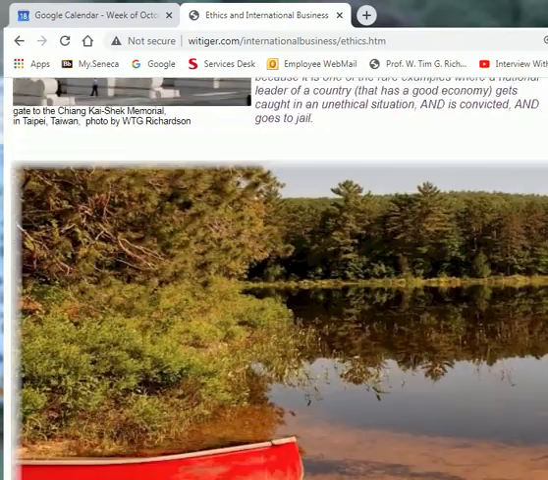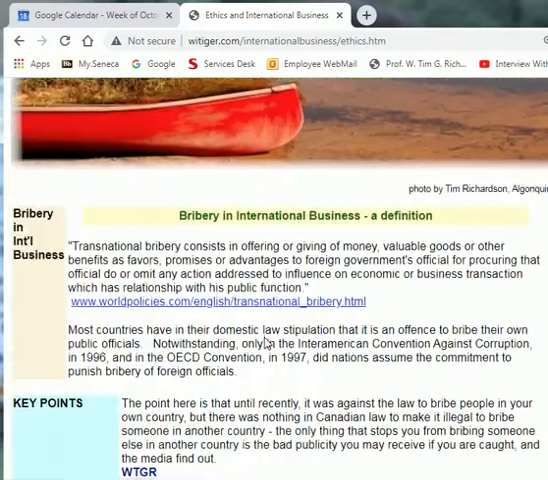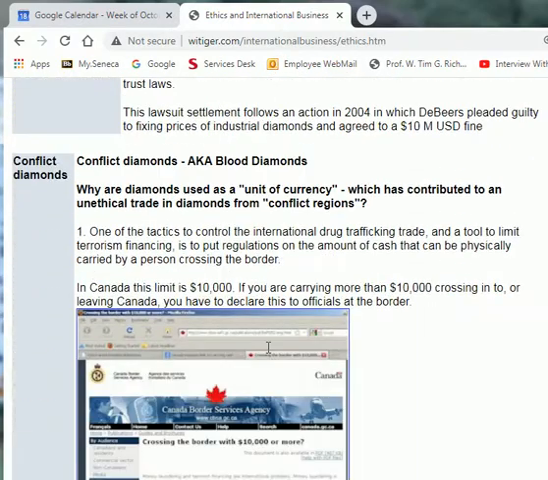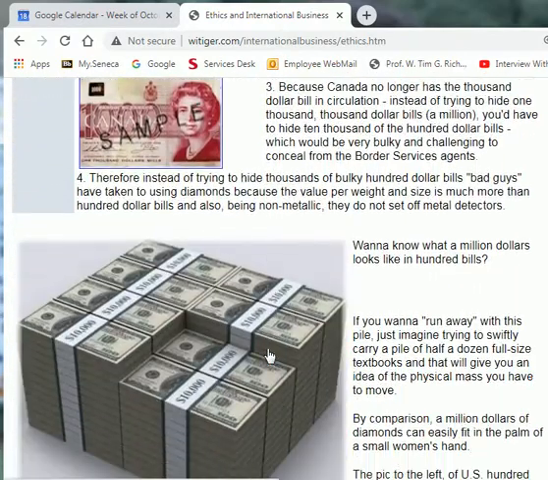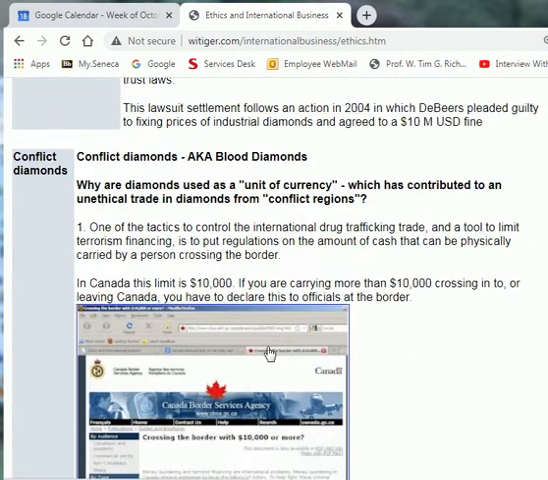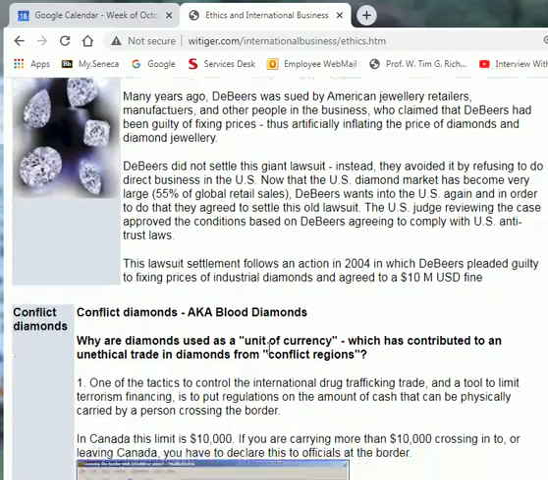So in this section here, we also talked about bribery in international business, and we talked about things like diamonds and money. And I showed you this pile of $1 million and why you can't use $1 million to bribe people, because $1 million is too small. You need about 5 or 6 million, and that would mean a big hockey bag full of money. So this is why people are using the blood diamonds, and the story is right there.